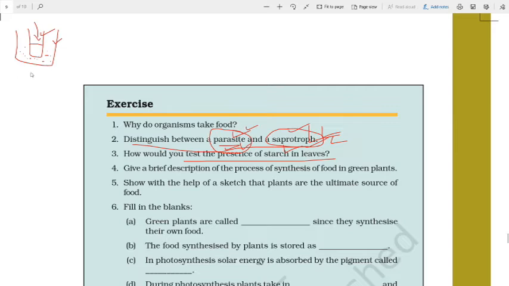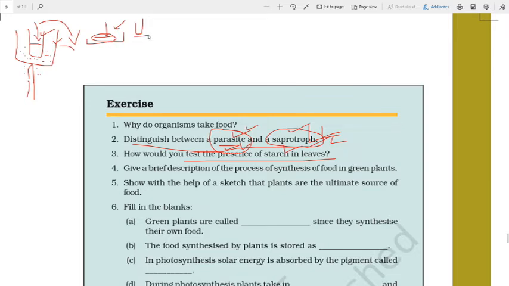Then heat it on a low flame. After 15 minutes, bring out the leaf and wash it in tap water. Take the leaf here. Now, what will be the color of this leaf? It will be transparent in color. Bring the iodine bottle and put 2 to 3 drops of iodine on this leaf. Then what will happen?